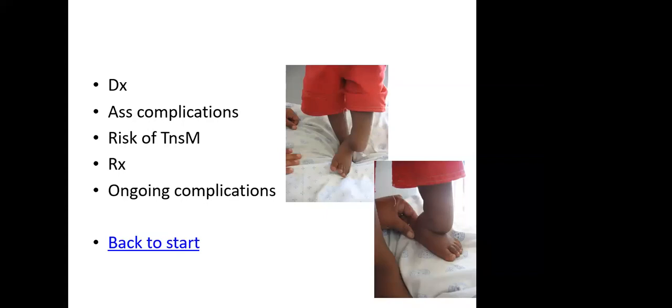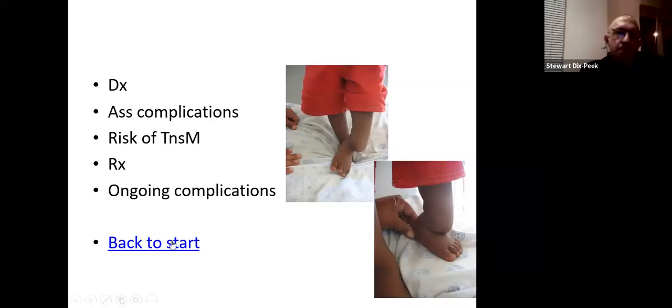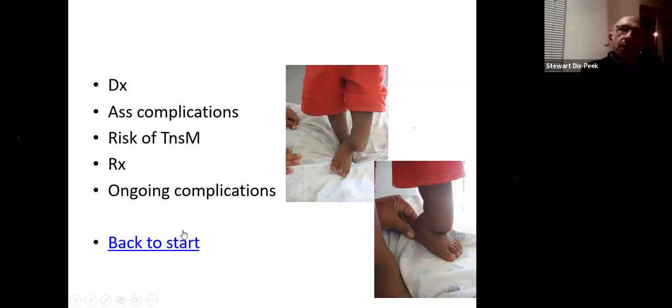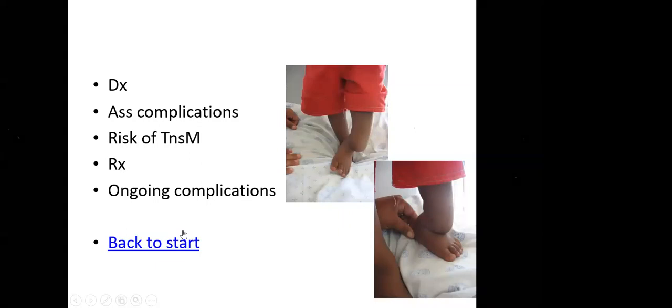More than 5 cafe au lait spots. Look for bilateral acoustic neuromas. No, that's NF2. Oh, that's 2. Sorry, that's 2. Yeah.